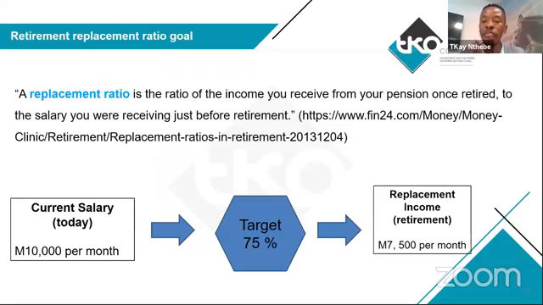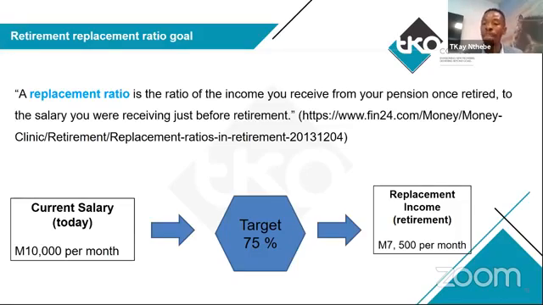Now, the one thing that I'm very passionate about, like I mentioned, in retirement, is what we call the replacement ratio. When you go to retirement, you need to replace your income because you still need to maintain a certain standard of living. So for example, if you earn a current salary of 10,000 per month today, for you to still maintain the same standard of living when you go to retirement, it means that you need to replace 75% of your income.